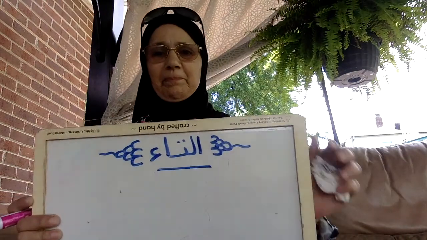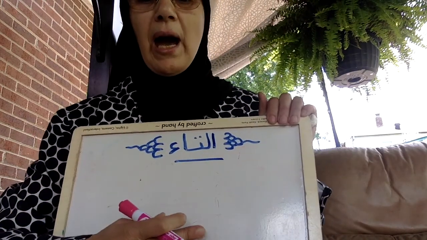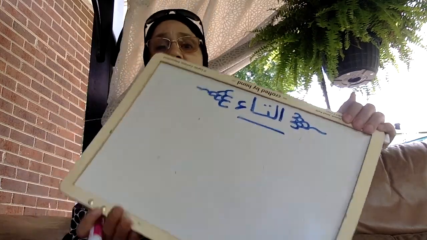Today we're going to talk about التاء. التاء is very important in the verb, التاء في الفعل. I want to show you how التاء is important. We have two kinds of تاء: التاء المربوطة and التاء المبسوطة.